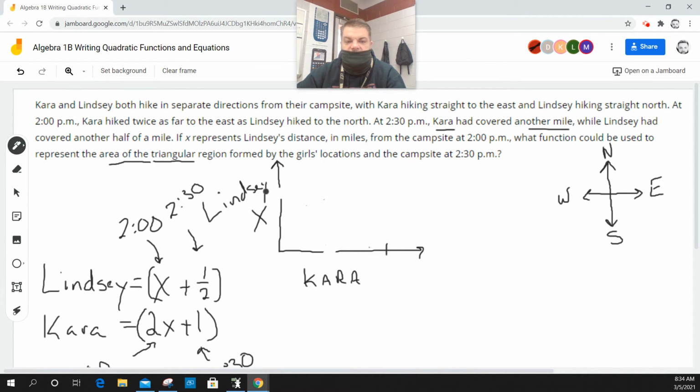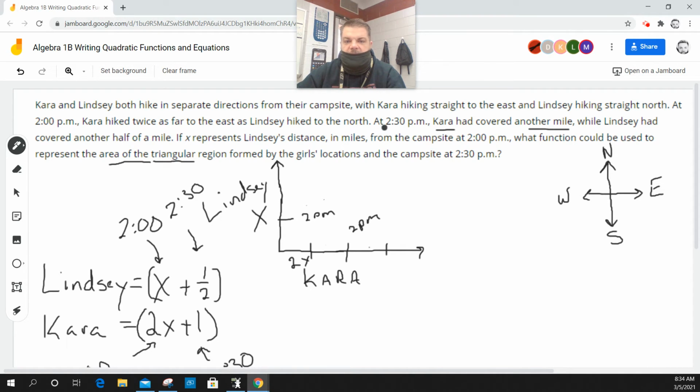Let's say that Lindsay went this far. This is her 2 p.m. Well, Kara went twice as far. This is her 2 p.m. Now that is 2 times X, right? It's twice the length of Lindsay.